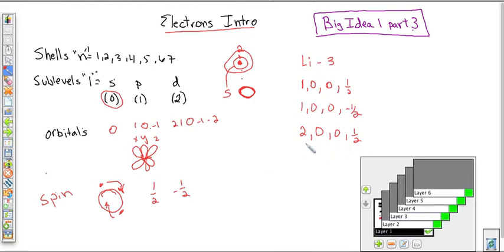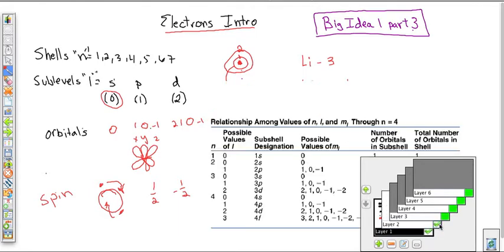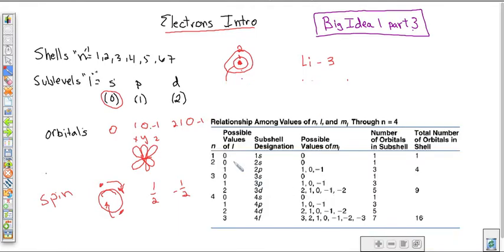So you have a set of quantum numbers for every single electron in every single atom. Here's a couple more examples of this for you. N, of course, is an energy level. The possible values of that are right here.